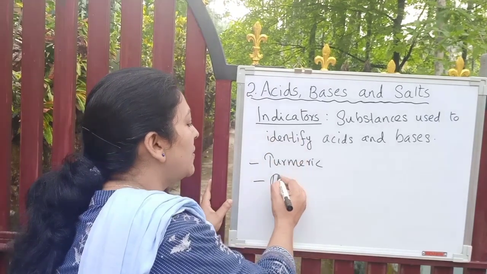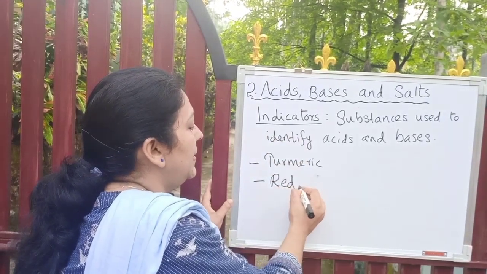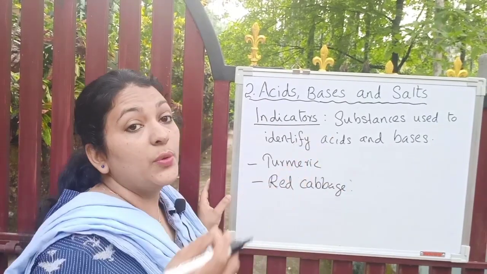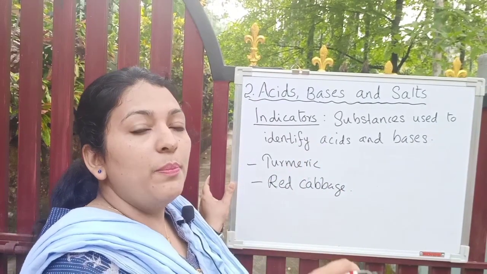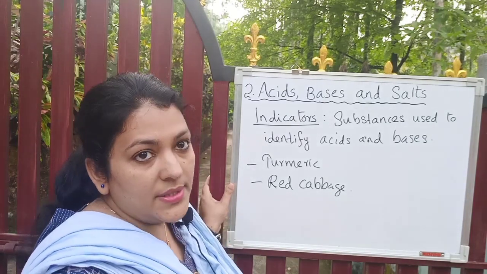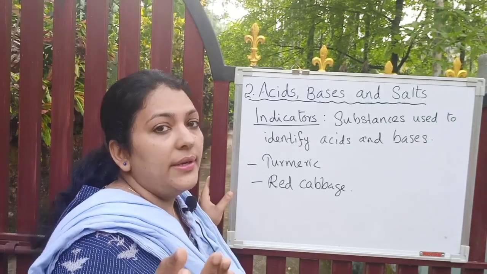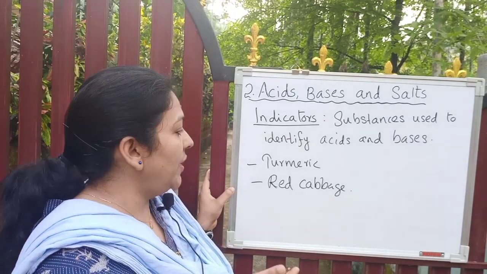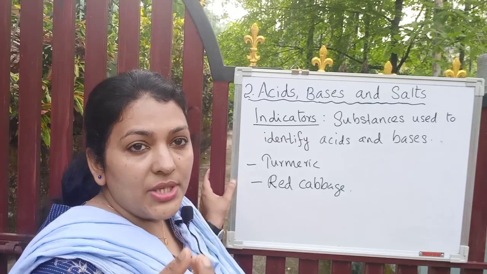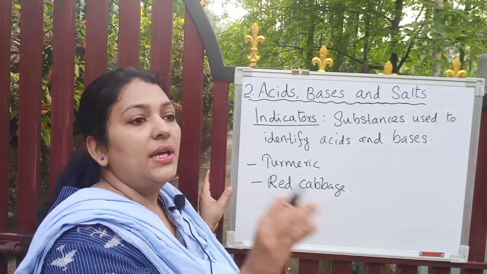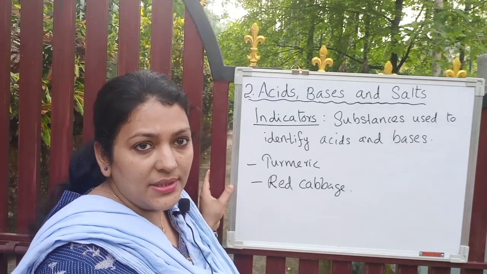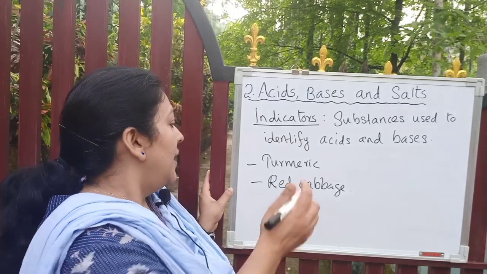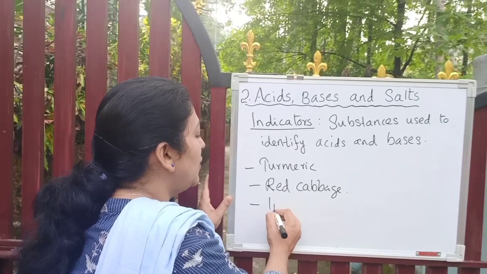Red cabbage is also a natural indicator. You can take cabbage extract and check it with base and acid. You can take it as an assignment to do from home. If you want, you can make red cabbage extract, then check it with an acid like citric acid from a lemon, or baking soda, a base. The next one is litmus solution.